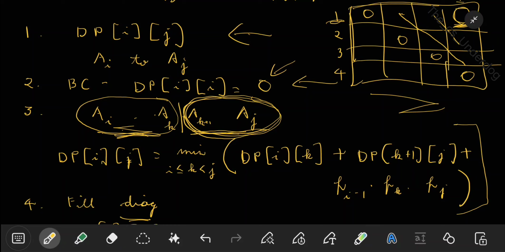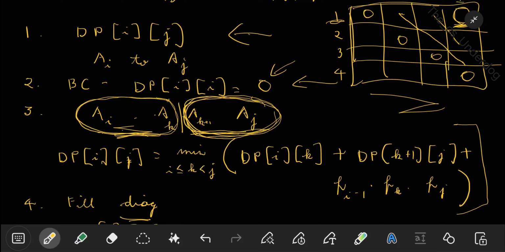So here, what is the recurrence relation? I want to find the best split k, which will give the minimum value. That is what I'm trying to find. For the best split k, what happens? There will be one part which is having all the matrices from ai to ak, and the other part which is having matrices from ak plus 1 to aj.